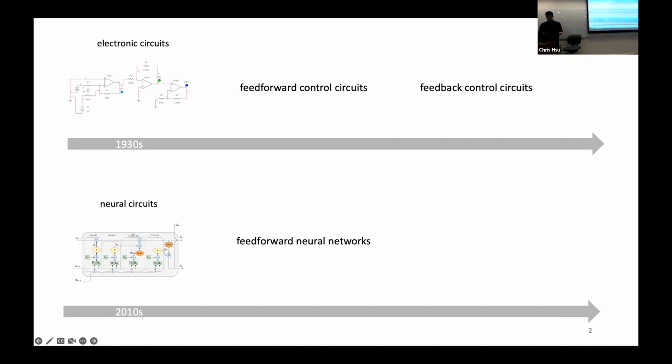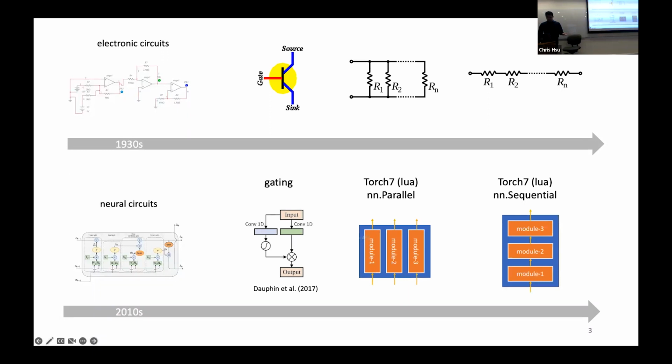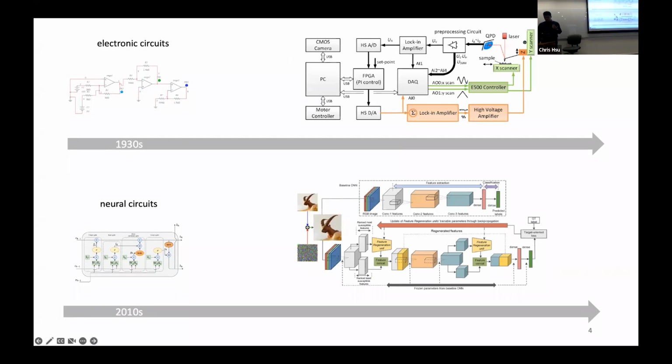Back then, we had feedback control circuits. Now we have recurrent neural networks. And even the ways that we describe neural networks are borrowed from how we describe electronic circuits. So terminology like gating. And for those of you who were around during the Lua Torch 7 days, we also had nn.parallel and nn.sequential. Terminology like these all have direct analogs with electronic circuits. And how we draw neural network diagrams looks essentially the same as how we draw electronic circuit diagrams.